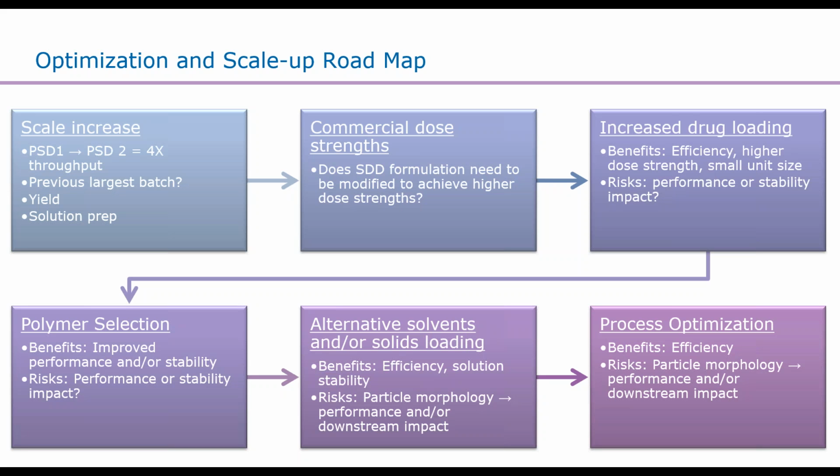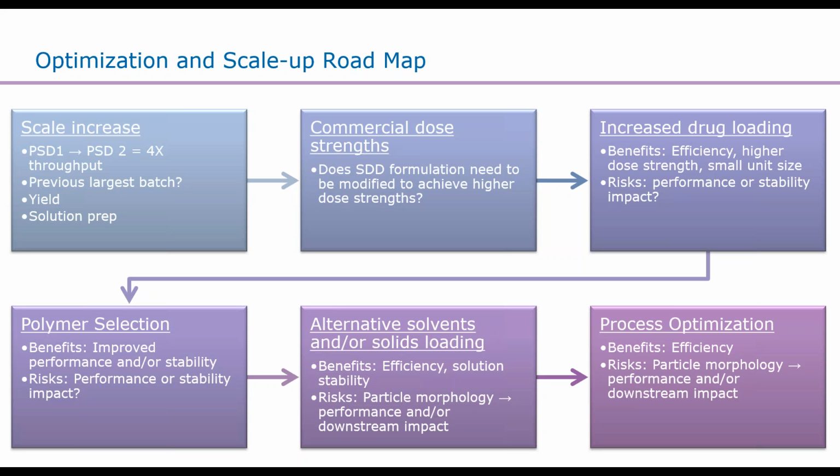So at this point in your clinical program, you also may have additional information about your projected dose strength. And if it is higher than originally expected, this would be the time to consider increasing the drug loading in the SDI in order to achieve higher dose strengths. This higher drug loading would provide a more efficient process and smaller dosage unit size, but also could have negative consequences on performance or stability that will need to be checked. If you didn't do it earlier in the development process, evaluating alternative polymers and solvents may provide a path to improving performance and stability. And again, now would be the time to look at these before you scale up.